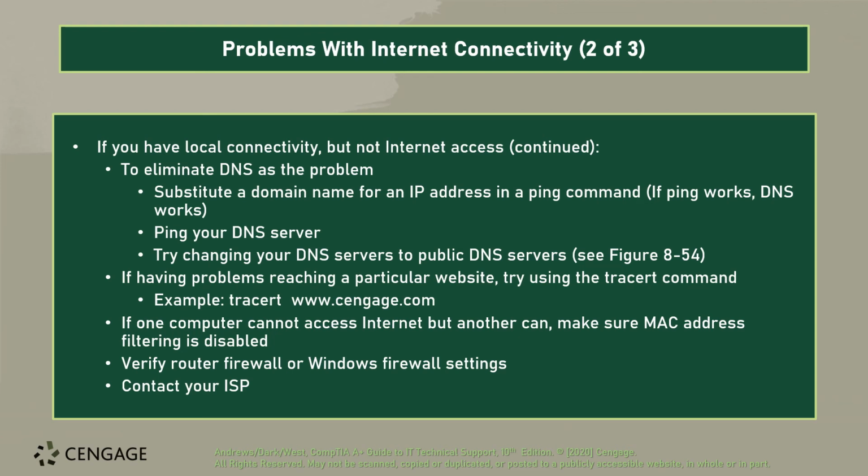If you're having trouble reaching a particular website, you can try the tracert command, traceroute. What that's going to do is essentially run a ping, but every time it gets to a new device, it's going to increment the TTL and send back a packet, so that you can identify which device the route stops with, essentially. Check your router firewall as well as your Windows firewall, and then you can contact your ISP.